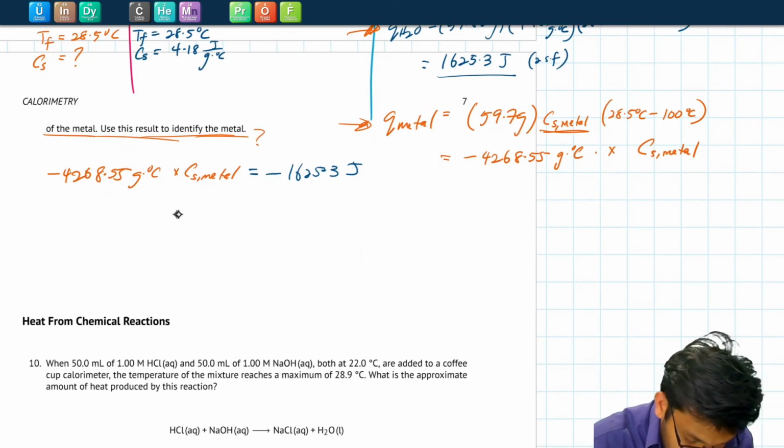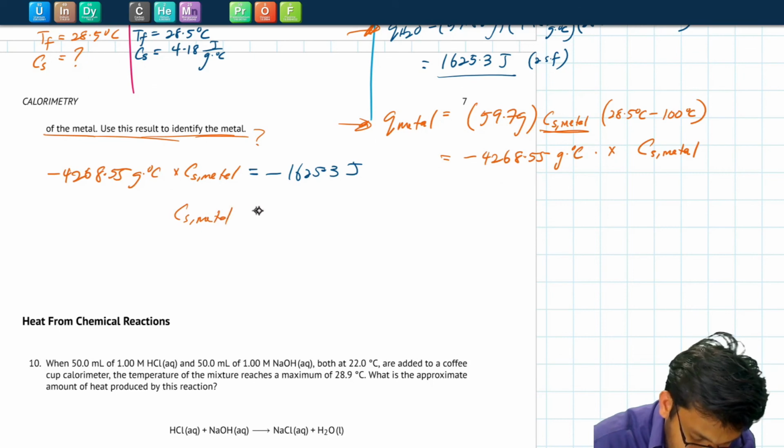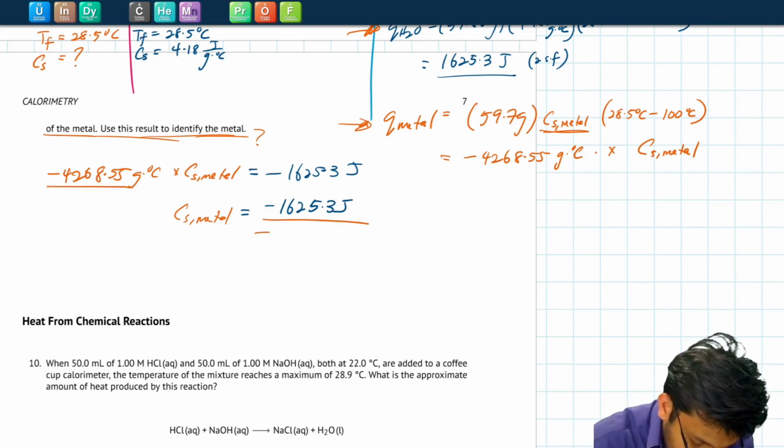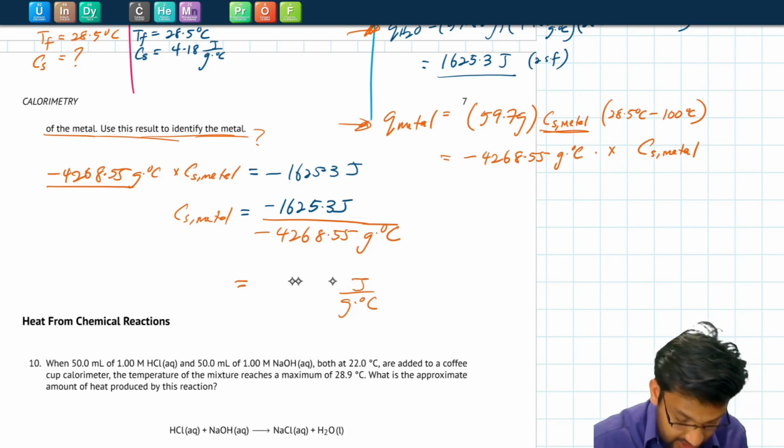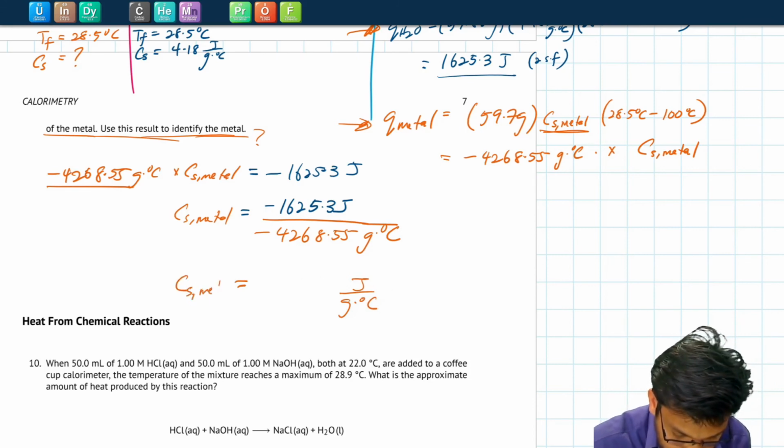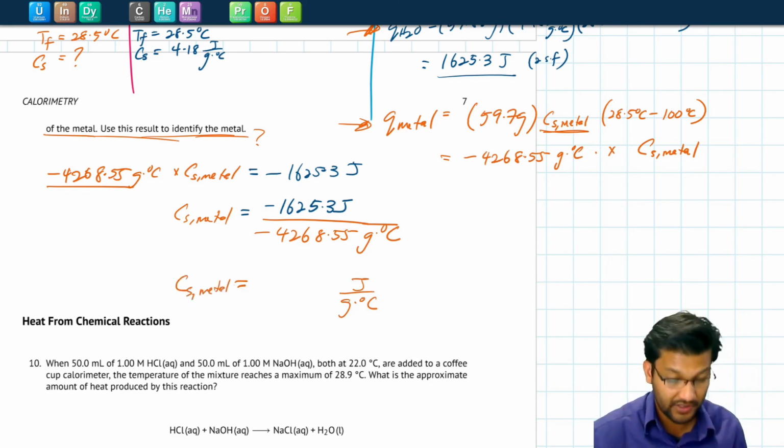If we would like to solve for the Cs of the metal, then we just need to divide both sides by negative 4268.55. So we have negative 1625.3 joules divided by negative 4268.55 grams times degrees Celsius. So look at that. The units are going to be joules divided by grams times degrees Celsius, which is the units for the specific heat capacity. So we know we're on the right track if we're keeping track of units.